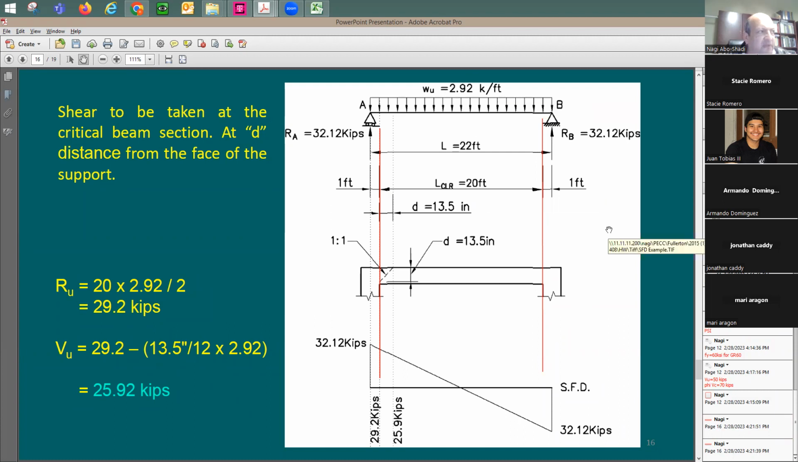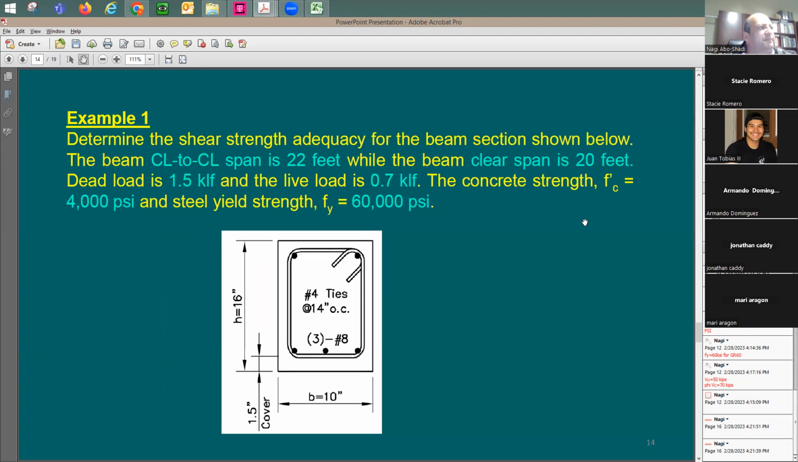So I'm going to go back a couple of slides just to continue the problem. It says dead load is going to be 1.5, live load is going to be 0.7, strength of concrete f'c is going to be 4,000, fy is 60,000. We have the width as 10 inches, and the depth, if you recall for this problem, was 13.5 inches. This is the previous example that we have done before.